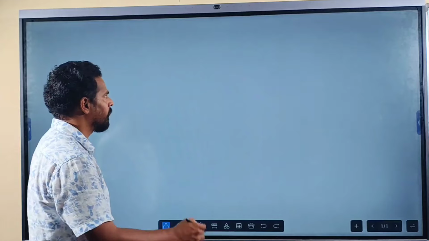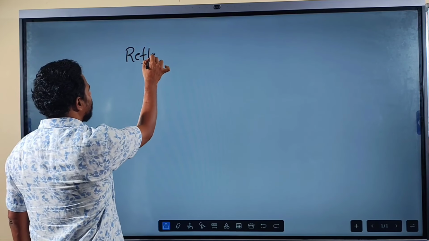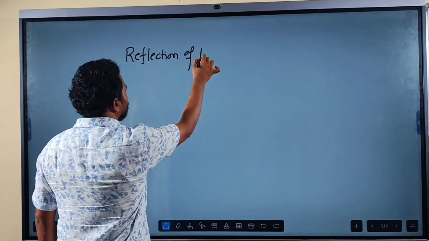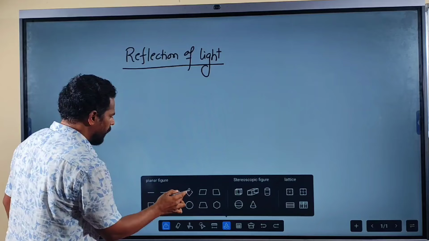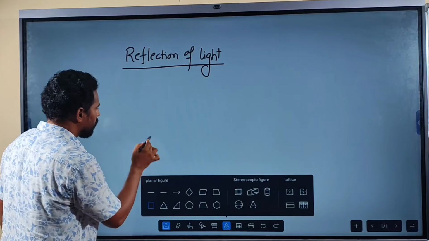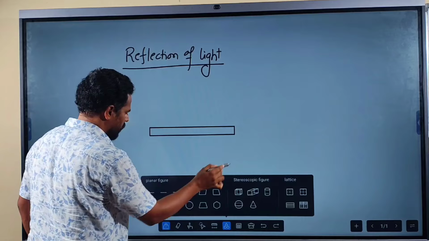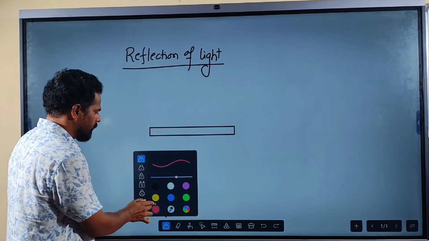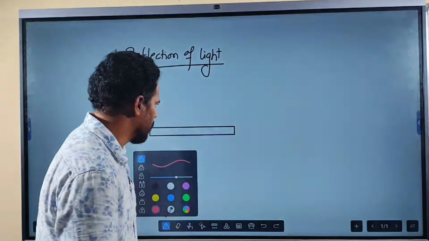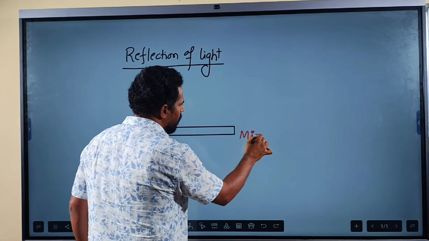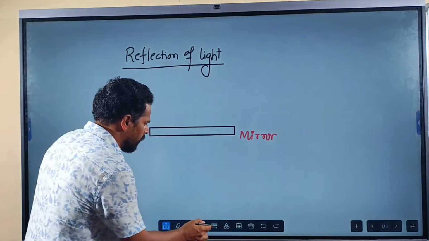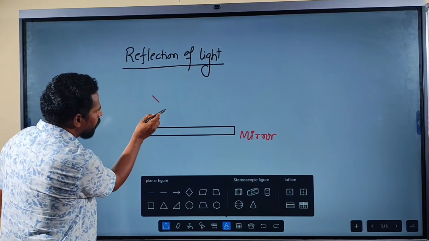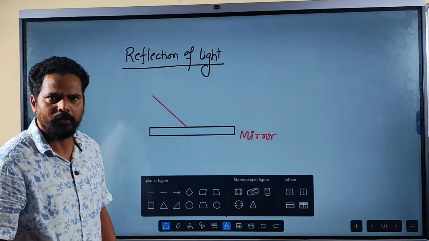Okay, now let us study the reflection of light. Reflection of light. Okay, simple. So consider this is a well polished surface. Say it is a mirror, consider. This is nothing but a mirror, consider, right? So reflection means what? Reflection is nothing but when a ray of light falls on the surface of the mirror.